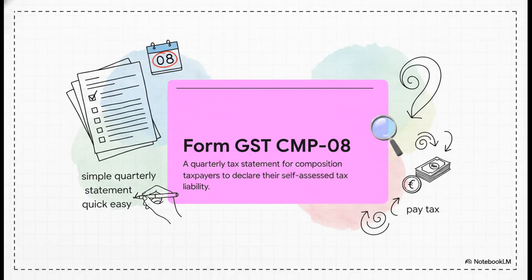And here's the best part. This isn't some crazy, complicated tax return with a million fields. Seriously, think of it more like a quick summary. All you're doing here is telling the government what your sales were for the quarter and then paying the tax you owe on it. That's it. It's designed to be fast and painless.